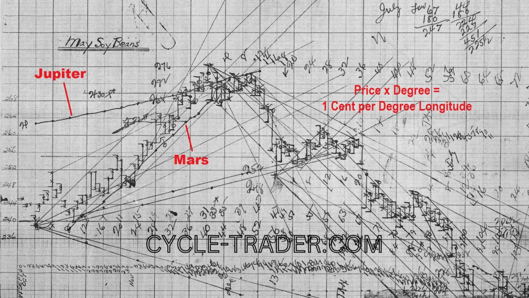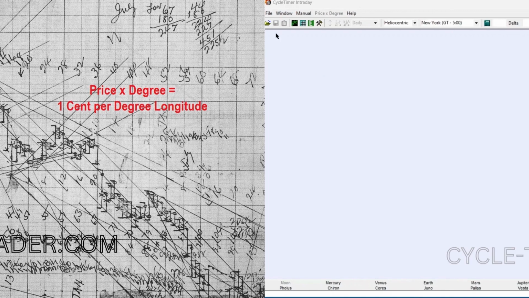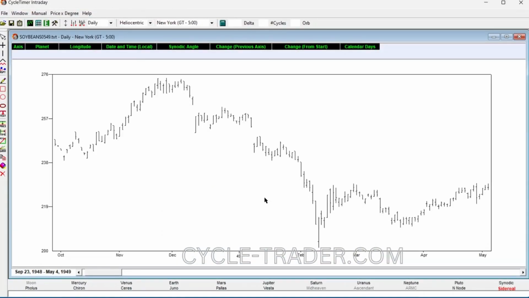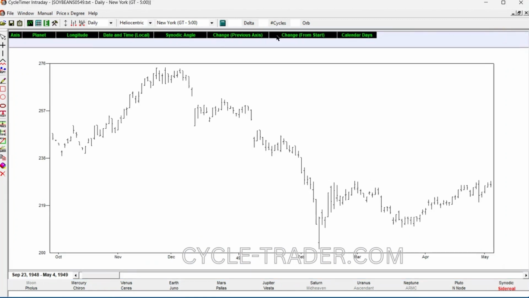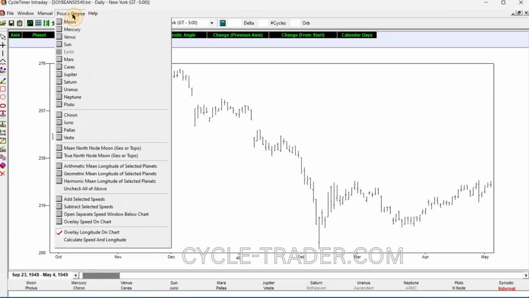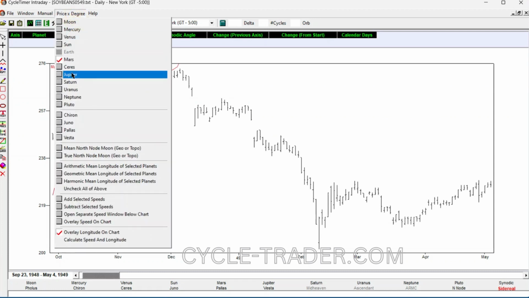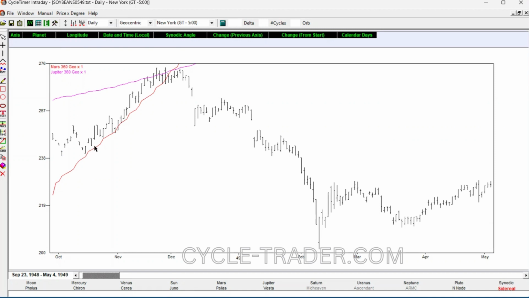There are more subtle aspects of this chart that may be explained in future videos. But for now, we focus on how to use Cycle Timer to plot and correctly scale price by degree and its harmonics on any chart. Cycle Timer 2.4.1 is used to open a May soybeans chart during the same 1949 period Gann used. Geocentric is selected to match Gann's chart. Price by degree is selected from the top menu and Mars and Jupiter are both checked.